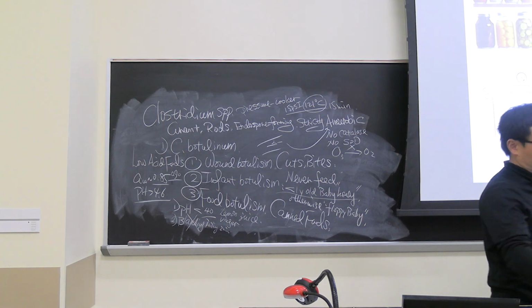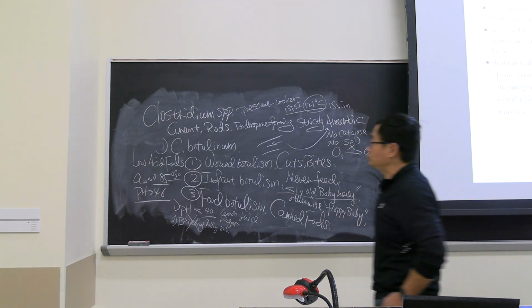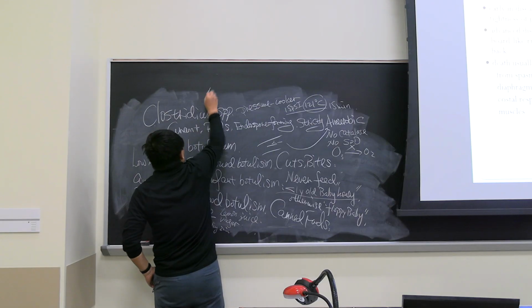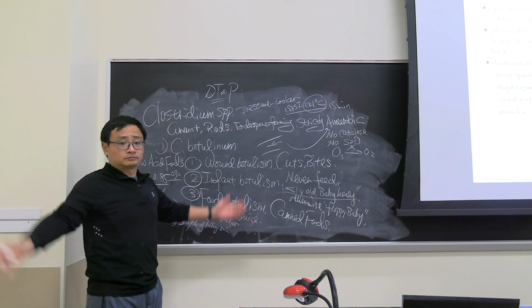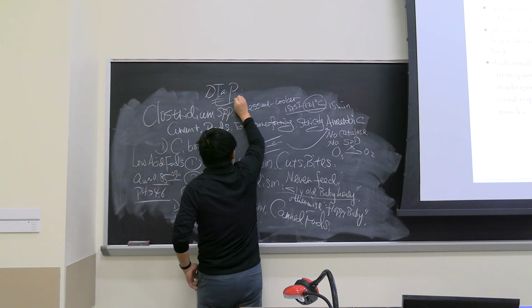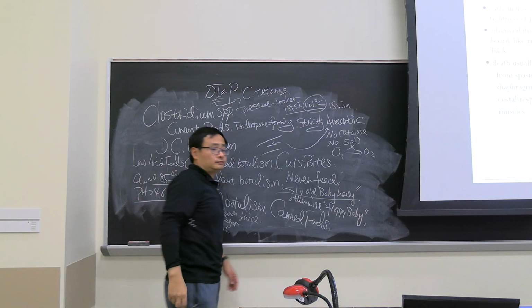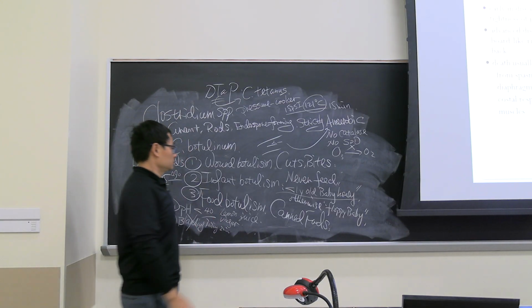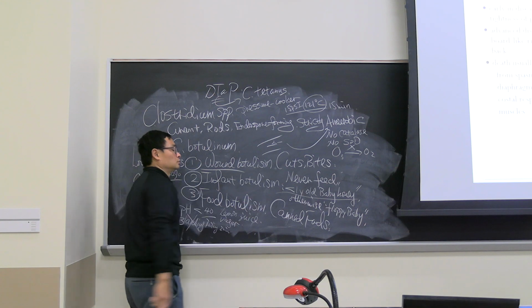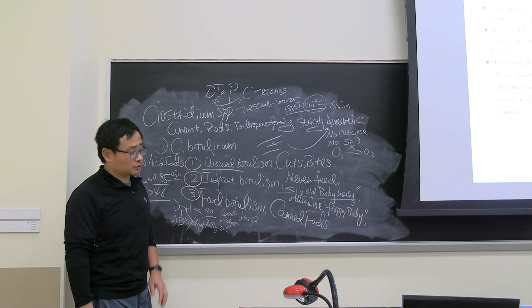So Clostridium botulinum, and now Clostridium tetanus. This one, we don't need to talk too much about. We have a vaccine for it. Clostridium tetanus usually comes from a wound. If you do not have the vaccine, it's very easy for it to penetrate.